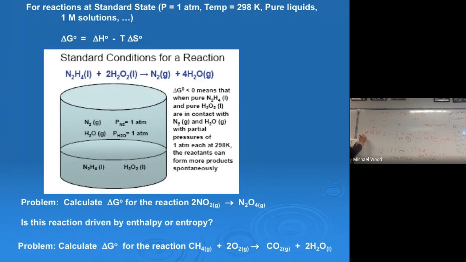So CH4 is negative 75, 186, negative 51. O2 is 0, 205, 0. CO2 gas is negative 393.5, 214, negative 394, and H2O liquid is negative 286, 70, and negative 237.